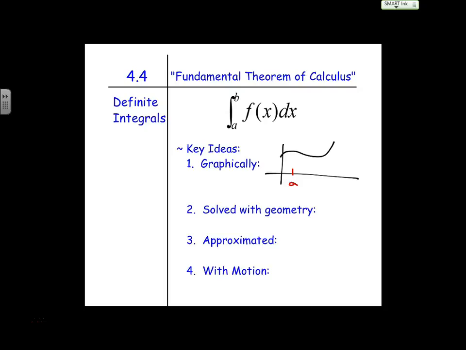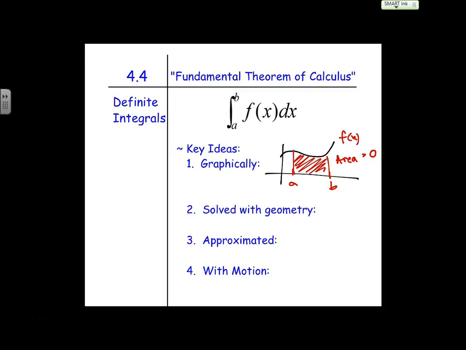Area between an A and a B under a function f of x and the x-axis, right? Real quick, this area, since it's above the curve, is it going to be positive or negative? Positive. If it was below the curve, what would it be? Negative. Area is always positive, but we keep a positive on it if it's above, and we put a negative on it if it's below.